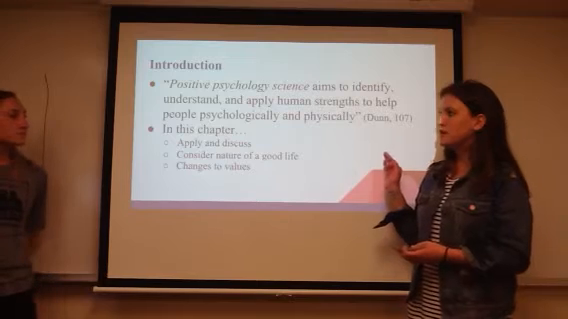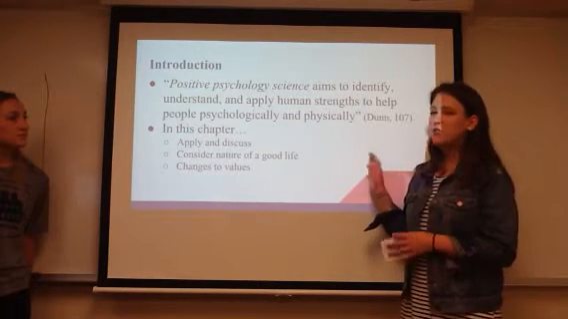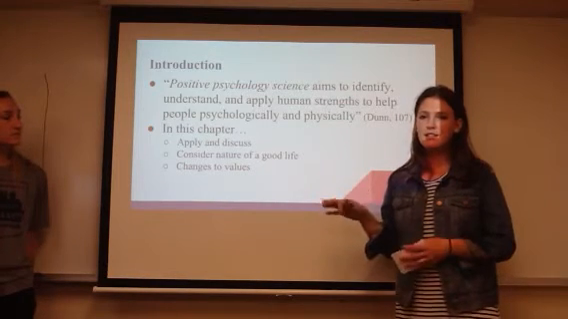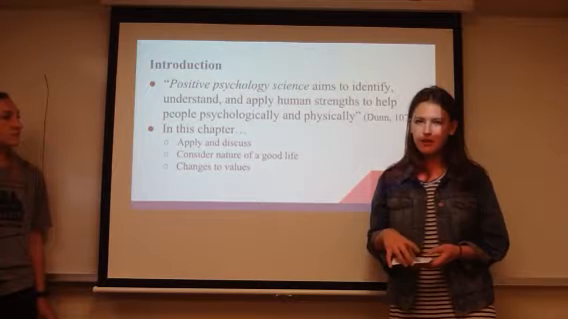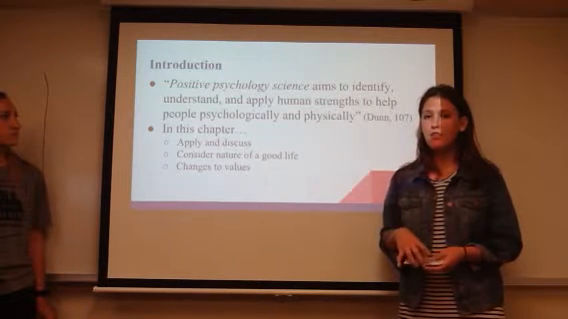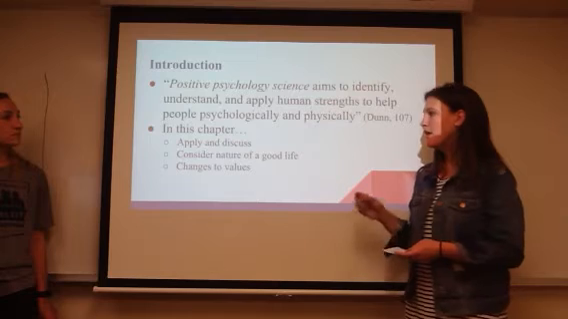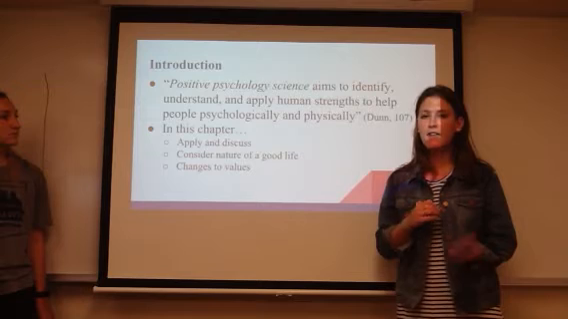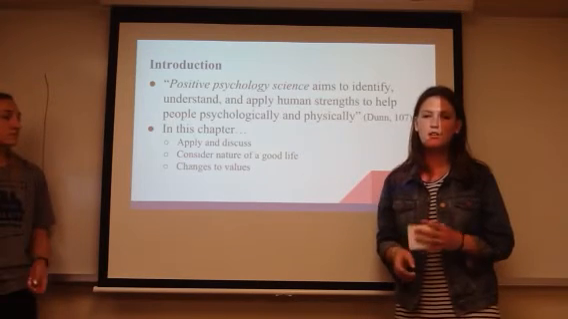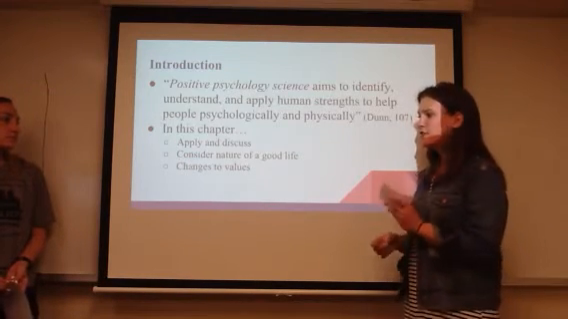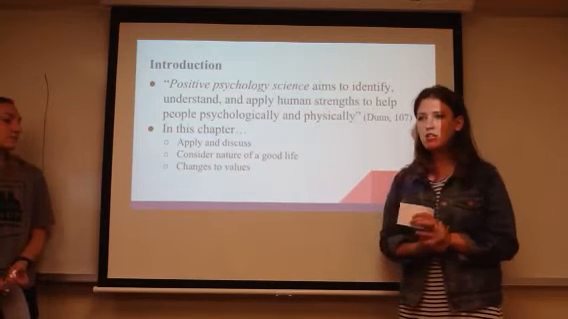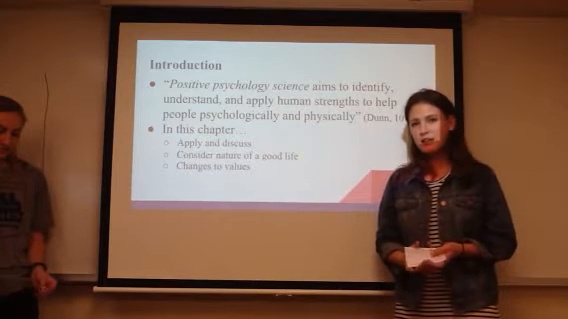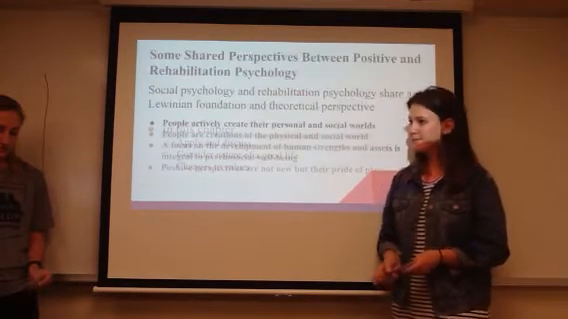And so throughout this chapter, it's broken up into 3 different topics of discussion. The first one is to discuss and apply the 3 levels of positive psychology and discuss how that works with adapting to the world of disability. Then she discusses considering the nature of a good life, and that means a good life after disability and what a good life entails. And then the third is to change the values, and that means to change the values and the ultimate life goals that an individual has in their head and to adapt them to a life with disability.